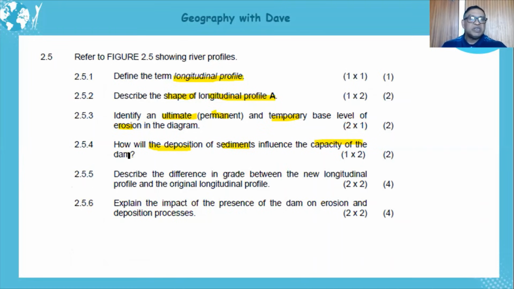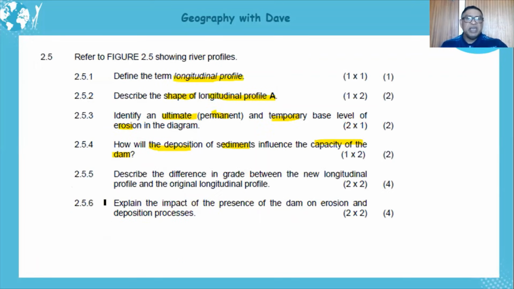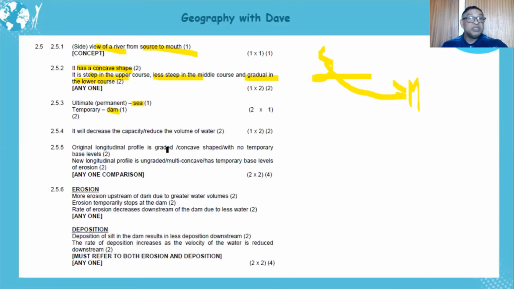How will the deposition of sediments influence the capacity of the dam? It sounds quite complicated, eh? The deposition means sediments being deposited in the dam. Yet the answer is very simple. If I keep on putting sediments in here, the dam will be able to hold less water, isn't it? The dam keeps water. So look at the simple answer. It will decrease the capacity or decrease the volume of water. 2 marks. Can you see how simple it is?